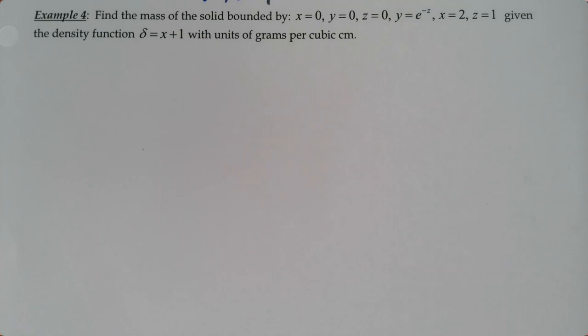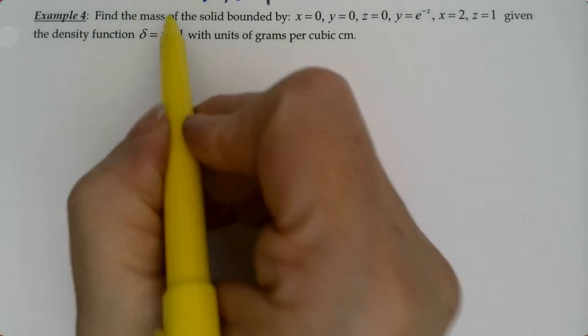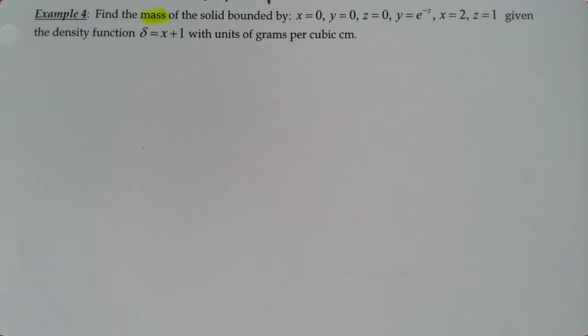So in this example, we want to find the mass of the solid bounded by x equals 0, y equals 0, z equals 0, so the coordinate planes, y equals e to the negative z, x equals 2, z equals 1. What a mess. All right, given the density function delta equals x plus 1 with units in grams per cubic centimeter. Okay, so let's see here.